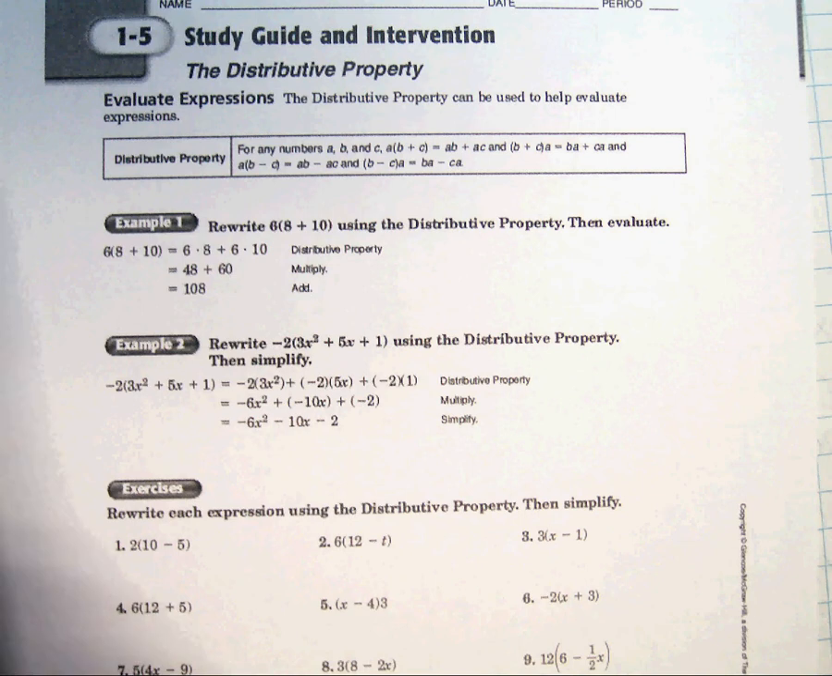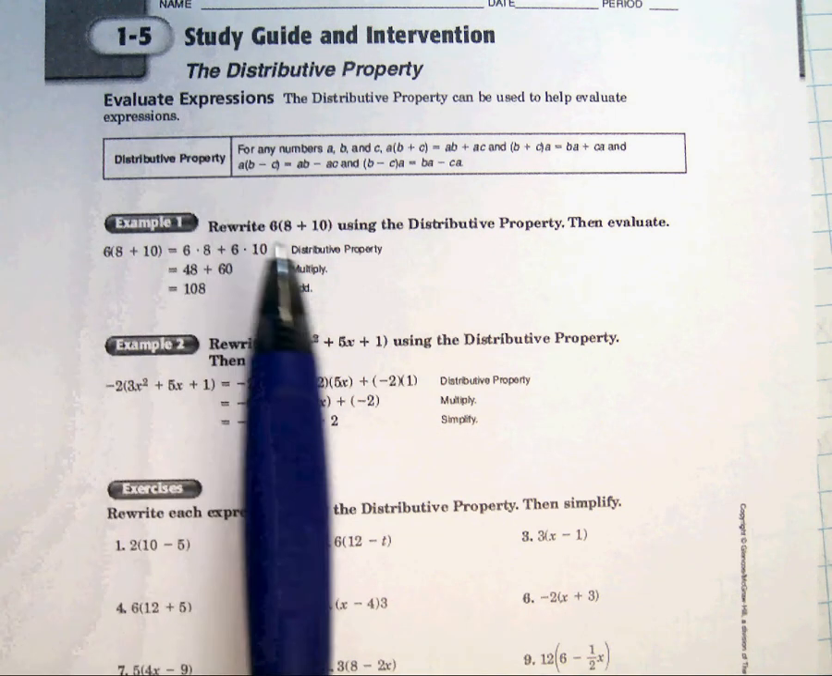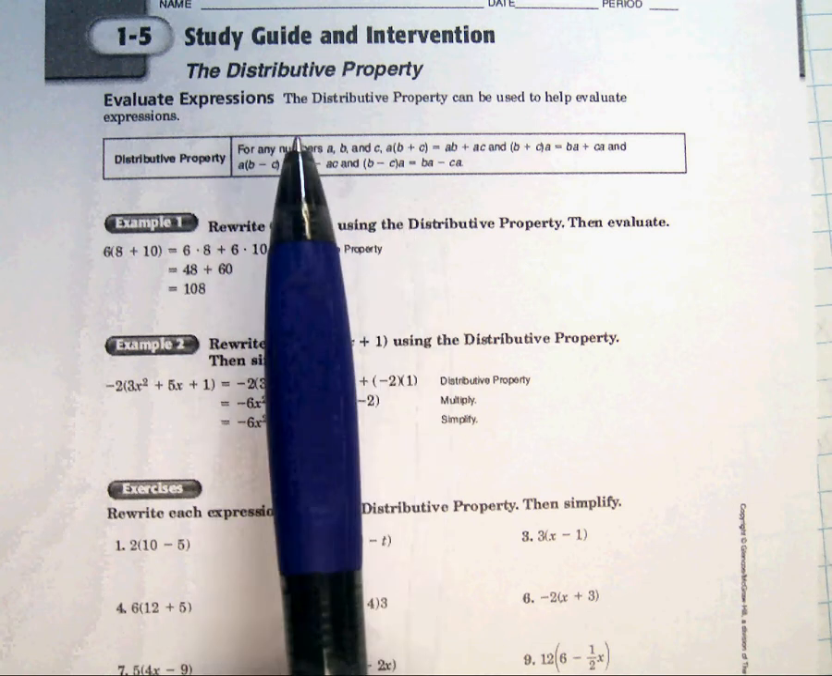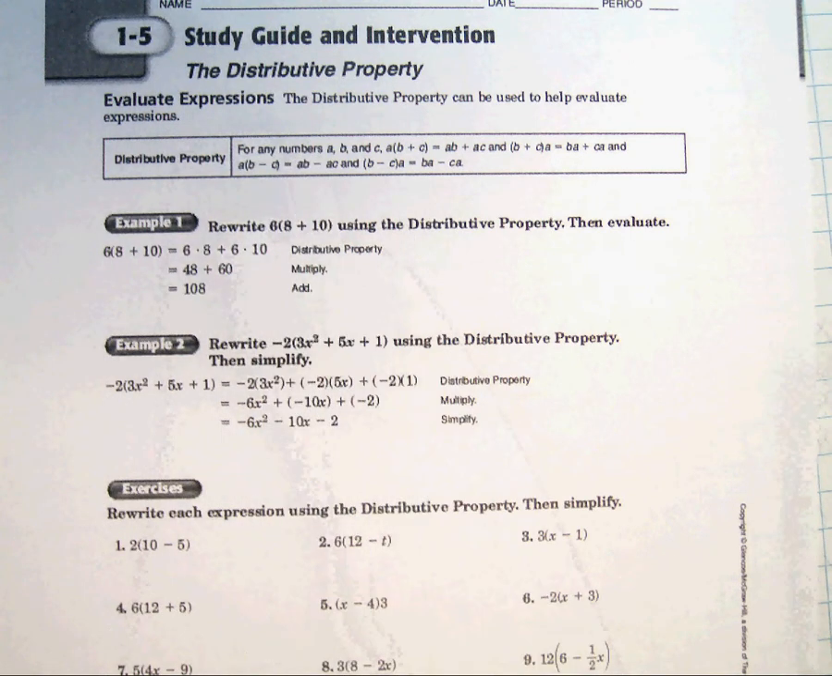It says for any numbers a and b and c, where a is multiplied times the sum of b plus c, that's equal to a times b plus a times c. Now that sounds really complicated, but it's really not as difficult as it sounds.